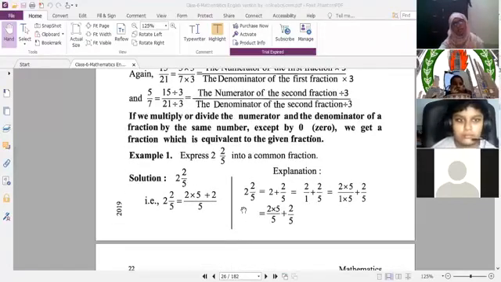Now we see an example. Express 2 and 2 by 5 as a common fraction.